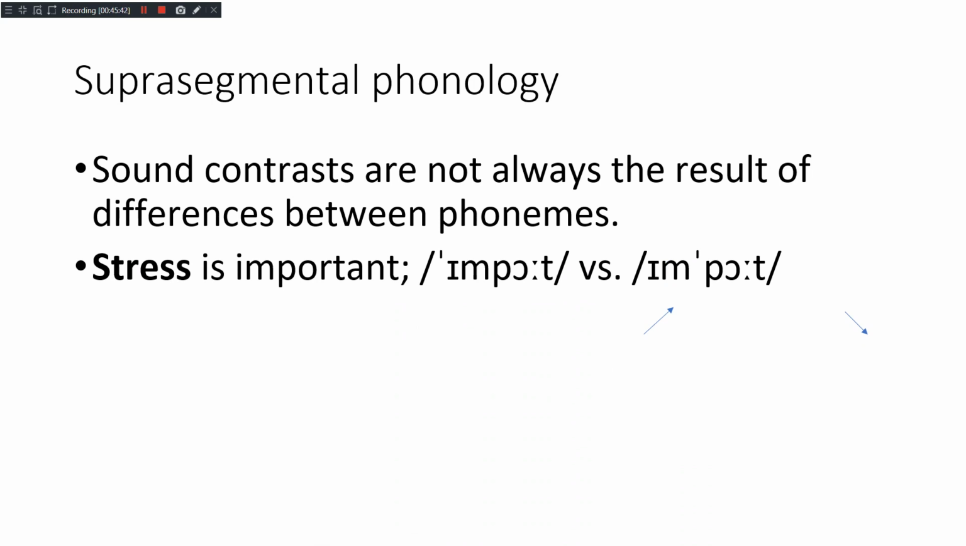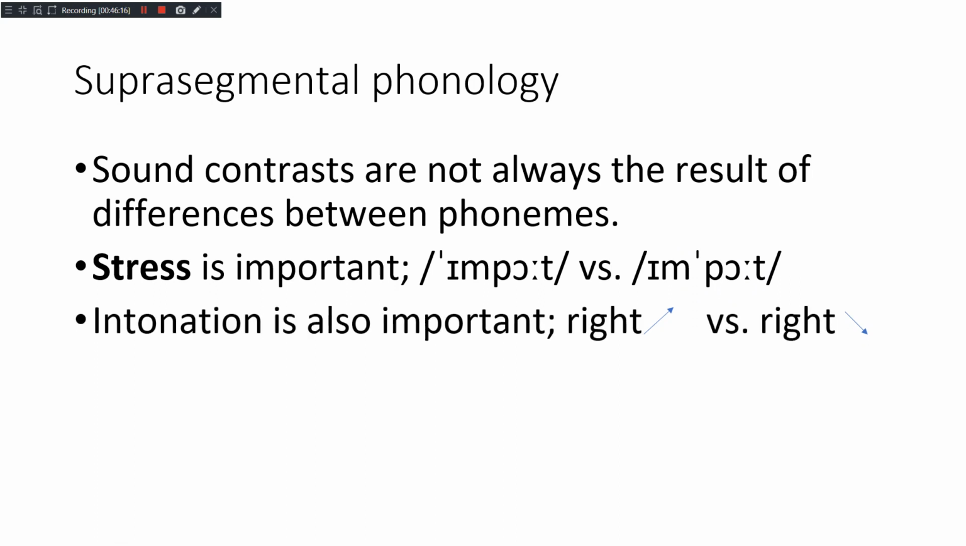Why is it important? Let's take these two examples. Import and import. If the stress is on the first syllable, on im, then we hear it, we understand it as a noun. But if the stress is on the second syllable, on port, import, in that case we understand it as a verb. You see, the category of the word changes, the word class, or the part of speech, as we call it in grammar.